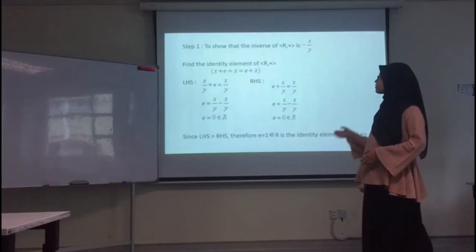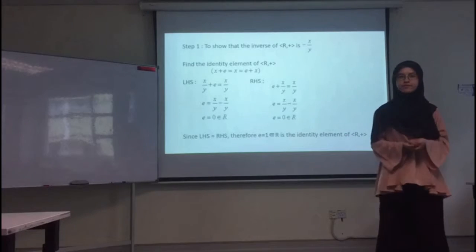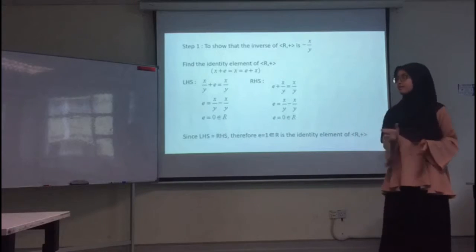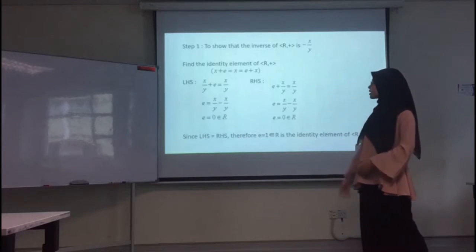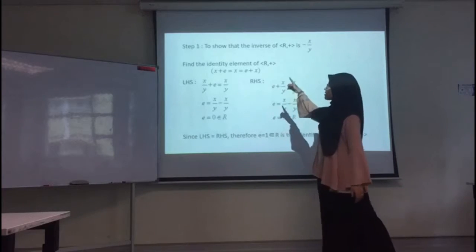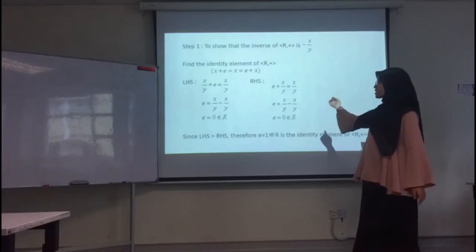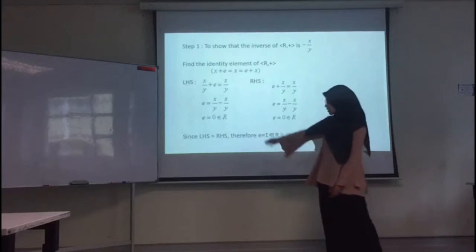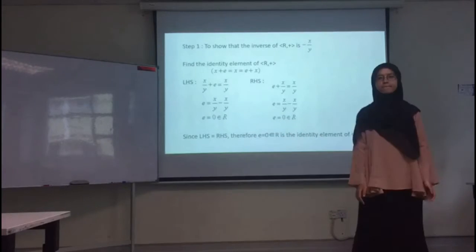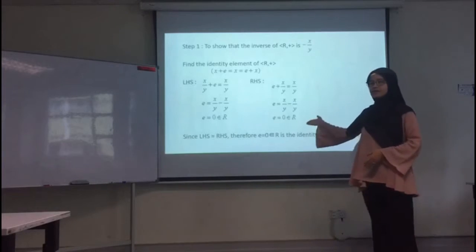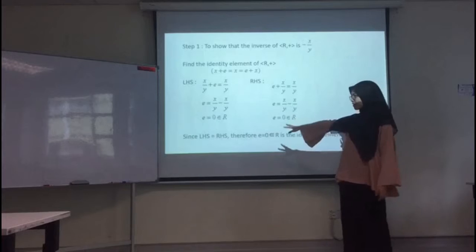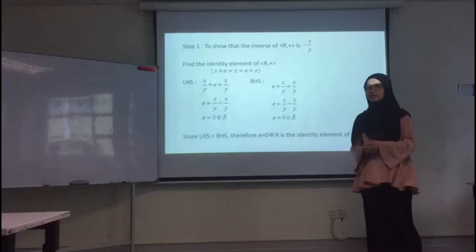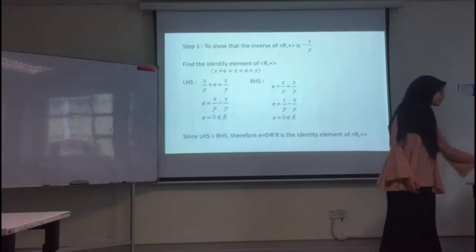For the first step, we have to show that there is an inverse in R under the binary operation of addition. To find the inverse, we first have to find the additive identity element of R such that X plus E equals X equals E plus X. So we find the left hand side and right hand side, and we get left hand side equal to right hand side. Therefore, E equals 0 in R is the additive identity element of R under the binary operation of addition.